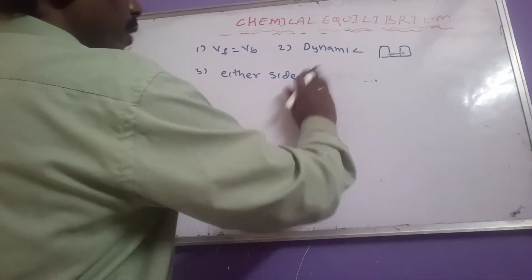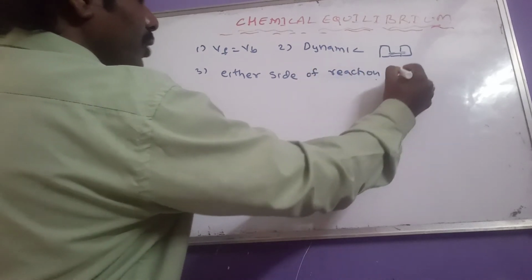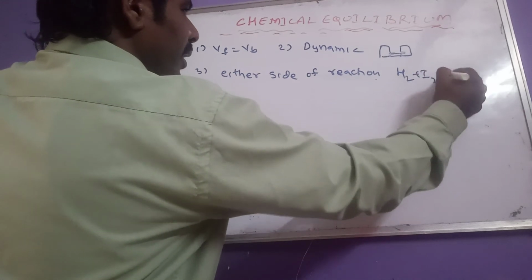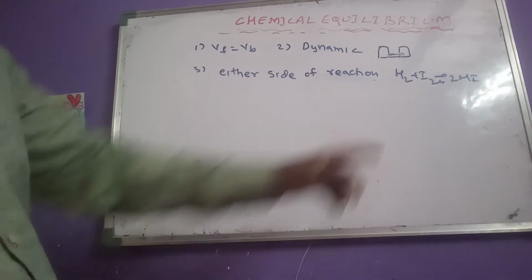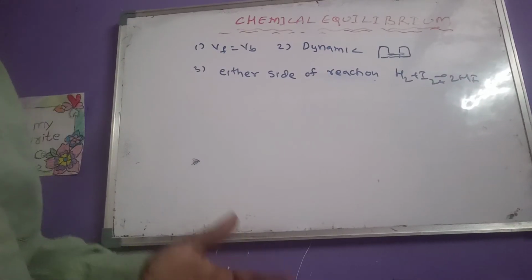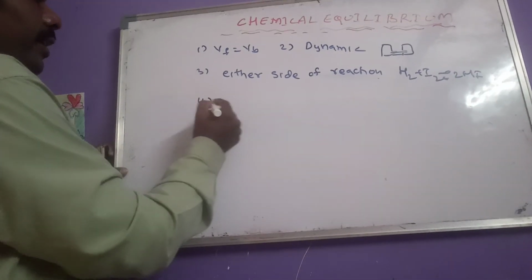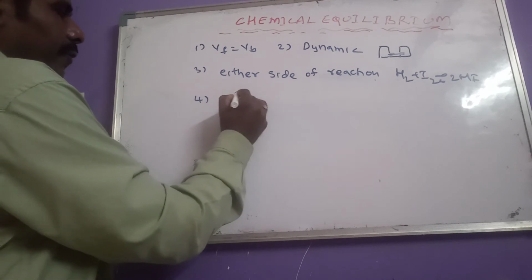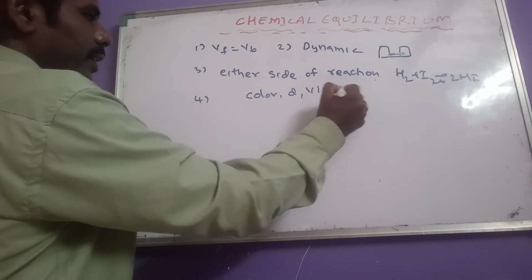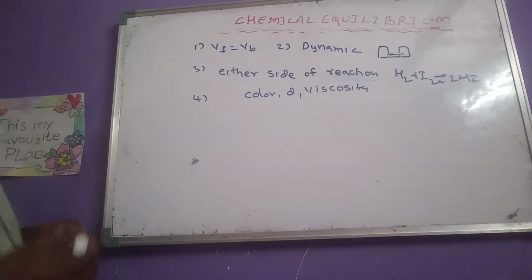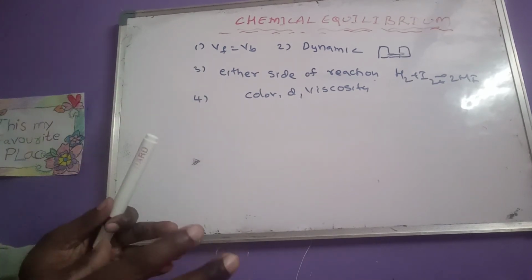That means if you want to see the formation of equilibrium for H2 plus I2 gives 2HI, we can go for that reaction by considering either reactants or products first, but after some time we can get the equilibrium. Okay, then another property is here. At equilibrium, physical properties like color, density, viscosity, etc., of reactants and products remain constant.